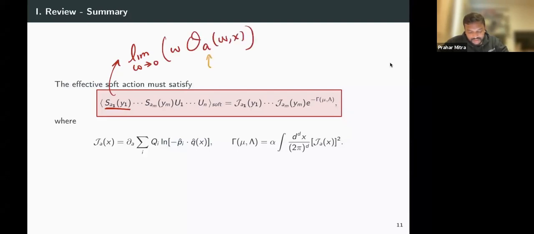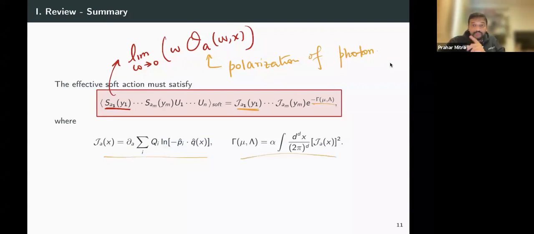Remember what this A was. This A is the polarization of the photon. That's what this A stands for. So that's why this S has an extra subscript A, it tells you the polarization. These are the soft factors, in the case of the soft photon explicitly given here. And then this is the gamma, the infrared divergent factor. And there's also the imaginary part, which I'm not going to talk about for now.